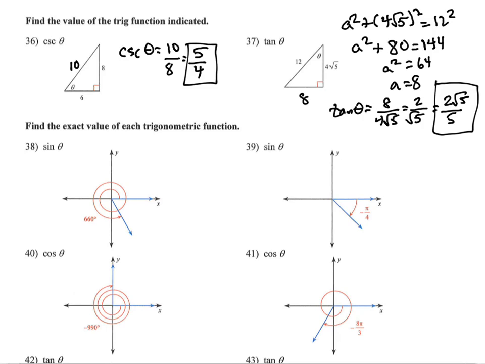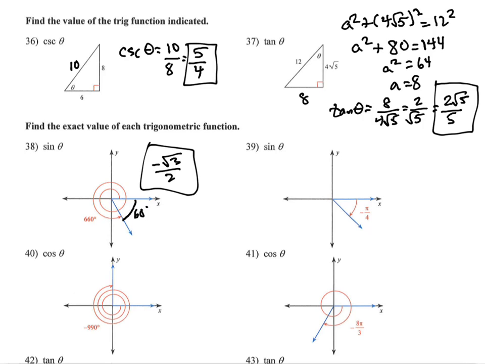Okay, 38. Find the exact value of each trigonometric function. So what's going to be important here is to find out what the reference angle is. Now, the reference angle is right here, which would be 720 minus 660, is 60 degrees. So really the sine of 60 degrees in the fourth quadrant, sine is negative in the fourth, would be negative root 3 over 2.